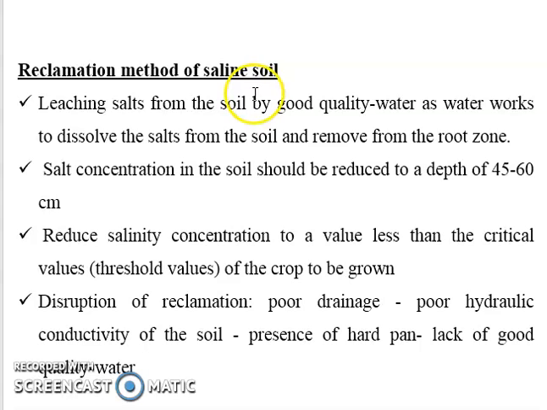Reclamation method of saline soil. You need to remove the salt from the soil. The only way to remove the salt from the soil is to use good irrigation water quality, with an EC less than 4, and construct a good drainage system to leach the salt away from the soil profile. Leaching the salt by good quality water works to dissolve the salt and remove it from the root zone. The salt concentration of the soil should be reduced at a depth of 45 to 60 centimeters.